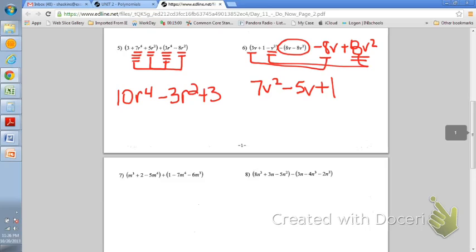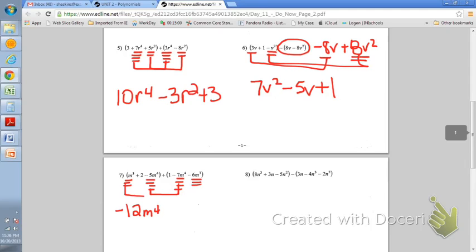In problem number 7, this is an addition, so I'm just going to go through and underline my degrees. Combine my highest degrees first, so fourth degrees go first. Those are the same sign, so I have to add, but they're both negative, so my answer has to be negative. 5 plus 7 is 12, m to the fourth.